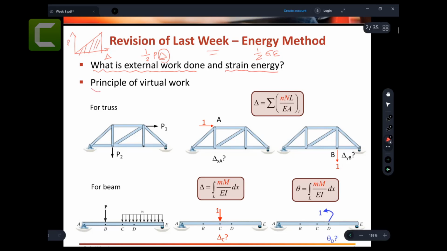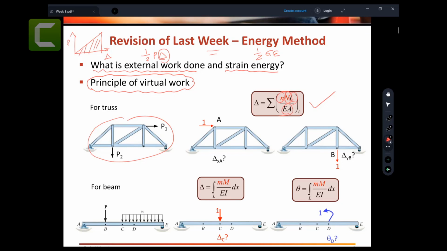But on the other hand, the principle of virtual work is a very powerful method. It can be used for finding the deflection in trusses, beams, and frames, and the equations are very simple. As you know, we just apply the virtual load where we want to find the displacement and find all the internal forces. We find the internal forces on the real structure, which is capital N, L, and EA, and you substitute the values to get the displacements.